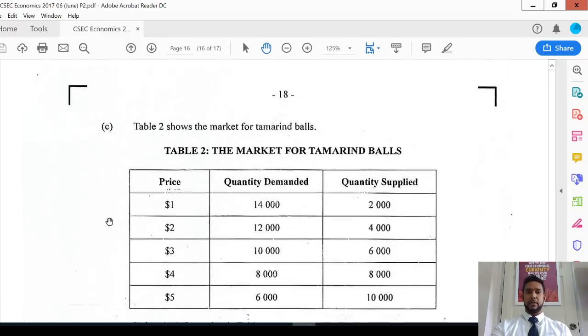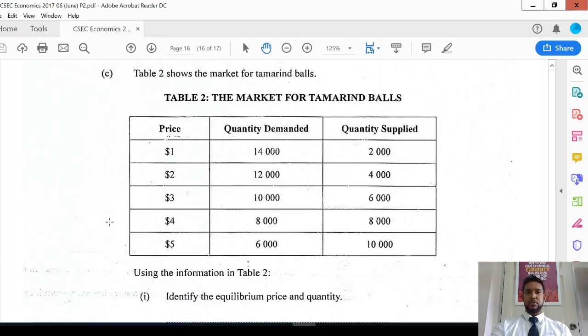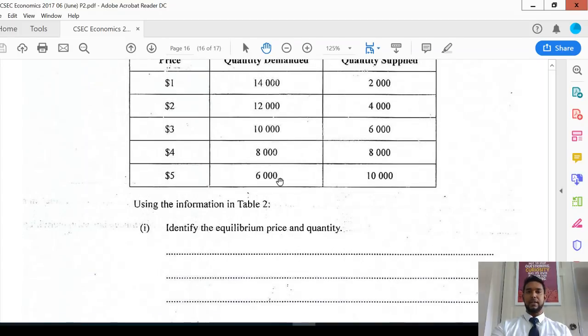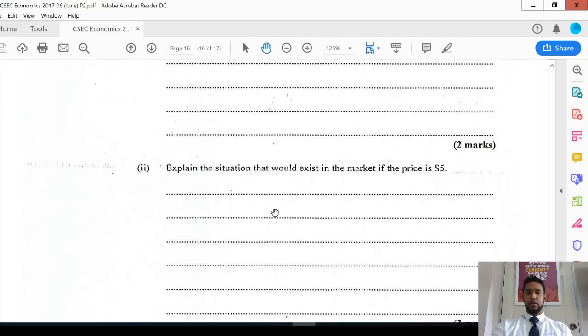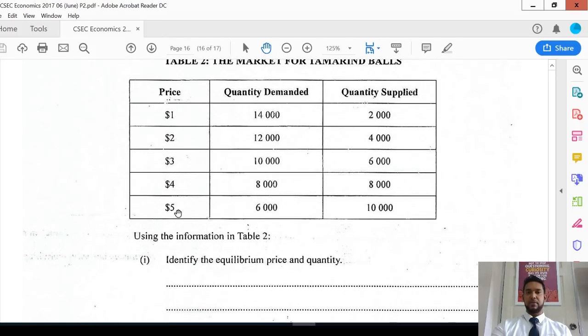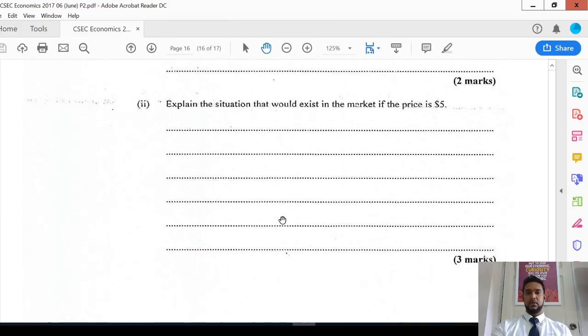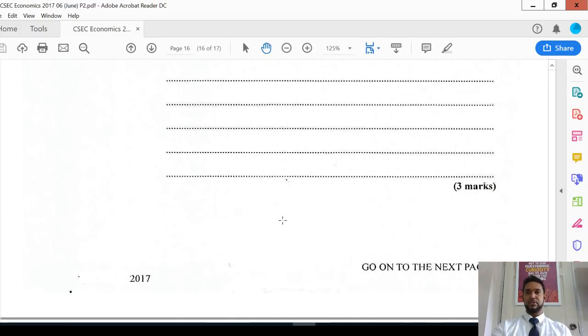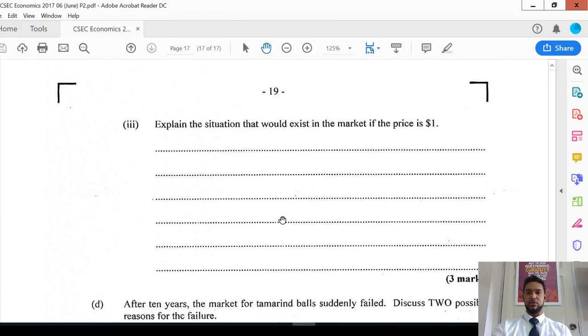Next, the table shows the market for tennis balls. The equilibrium price is $4, at 8,000 units. Explain the situation that would exist in the market if the price is $5. If it's $5, you have more supply than demand. That's a surplus. It means you have a greater amount supplied than demanded because the price is simply too high.